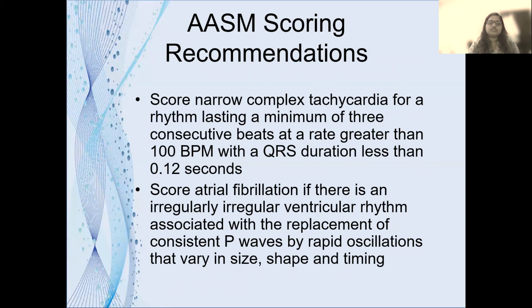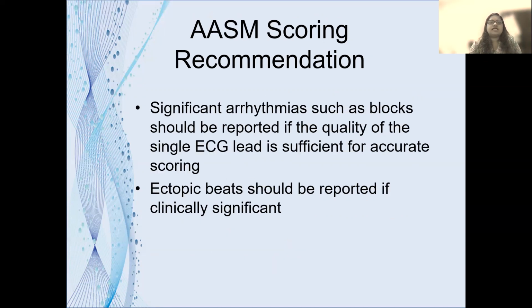Now, how do we score atrial fibrillation? In atrial fibrillation, you have an irregularly irregular rhythm, as the atria are fibrillating. You have an irregular ventricular rhythm associated with the replacement of consistent P waves by rapid oscillations that vary in size, shape, and timing. So the P wave is abnormal, but the QRS is normal. That's when we call it atrial fibrillation.